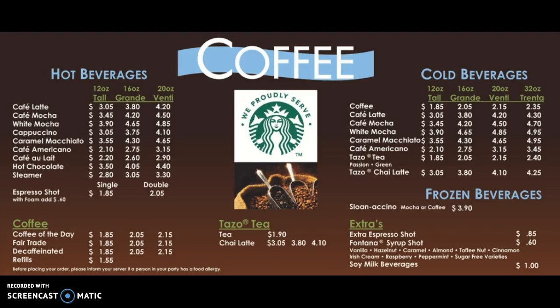Hey everyone, that's right, you are looking at a Starbucks menu. You're not mistaken. We're going to use this as a way to illustrate a new concept that is coming up in this module called price discrimination. The definition of price discrimination is the attempt by businesses to charge different amounts to customers for the same product.